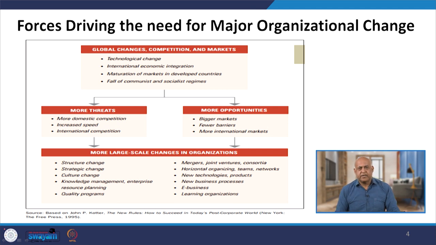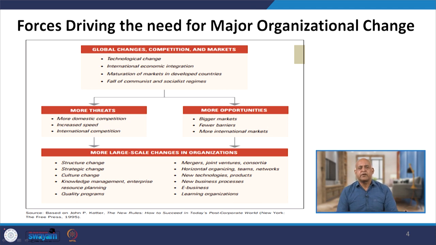For these purposes, what are the normal solutions? The solutions are mergers, joint ventures, and consortia, and I also talked about co-optation, the cooperation with your competitor. So here you will find mergers and acquisitions. Horizontal organizing teams and networks are also developing, and in changing the organization structure, the horizontal teams are working.